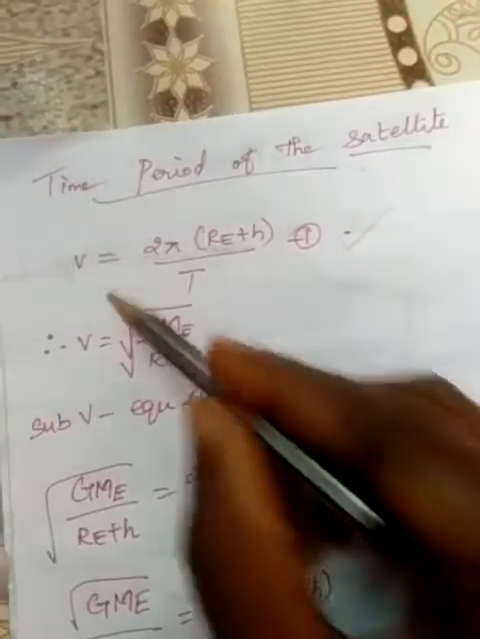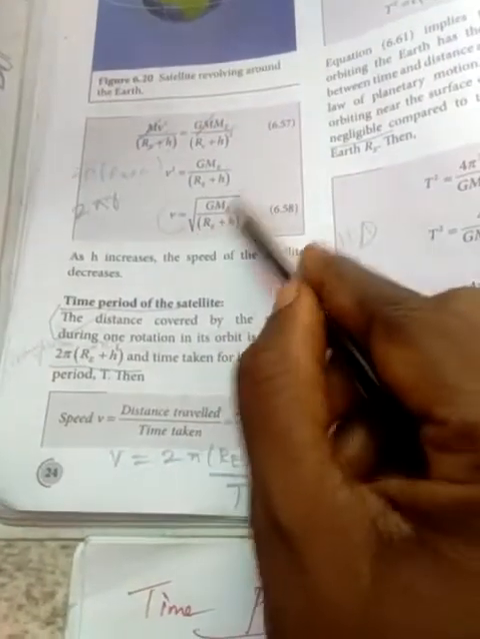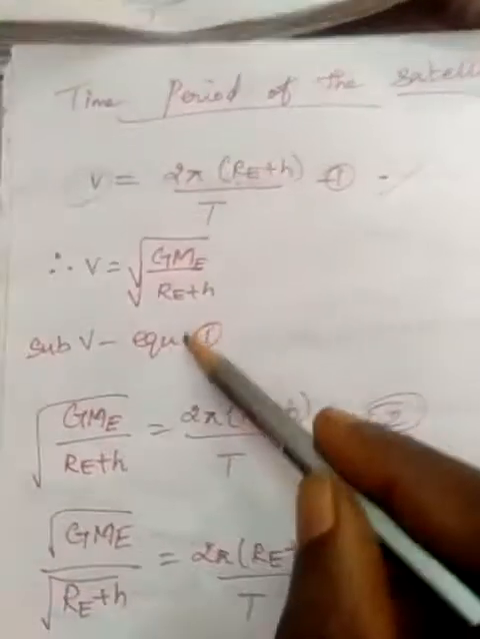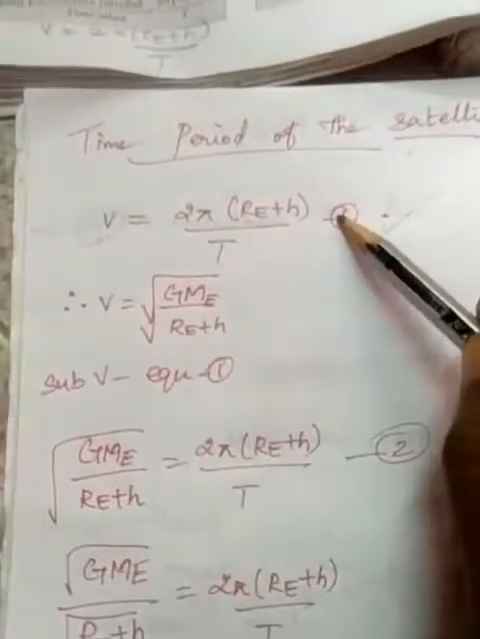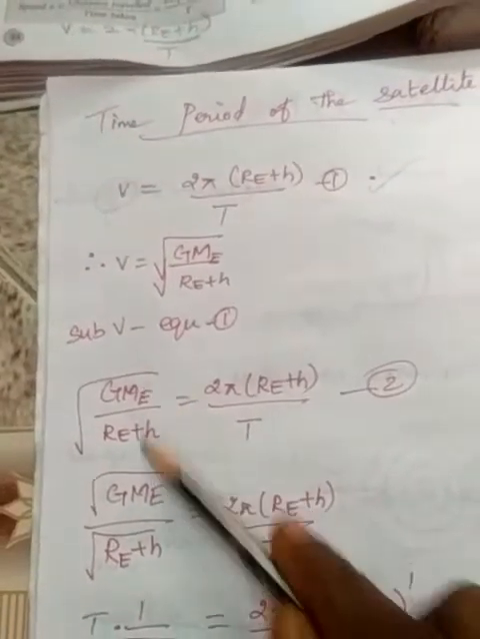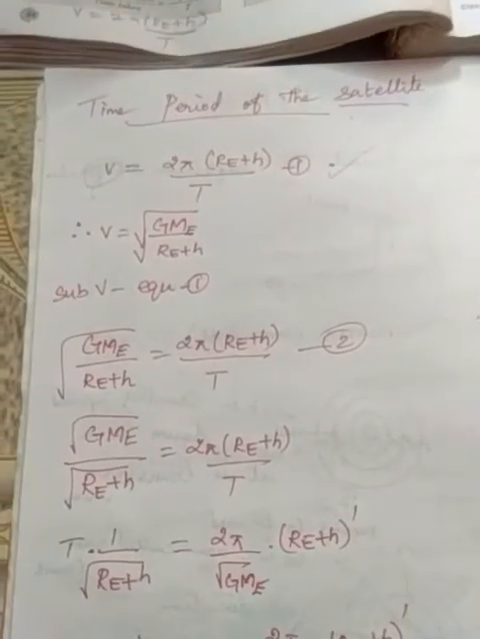Okay, therefore we have to calculate v. Already we have calculated the value of v: root of GM by (RE plus h). So that value you have to substitute into the first equation. Okay, this term comes, so this is the second equation.